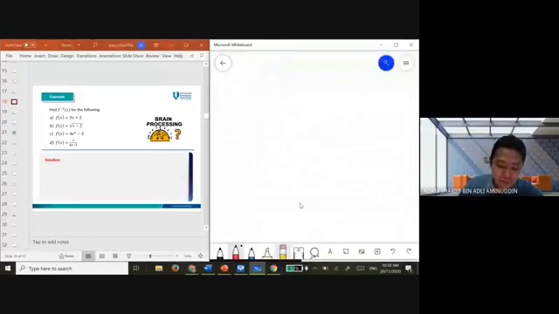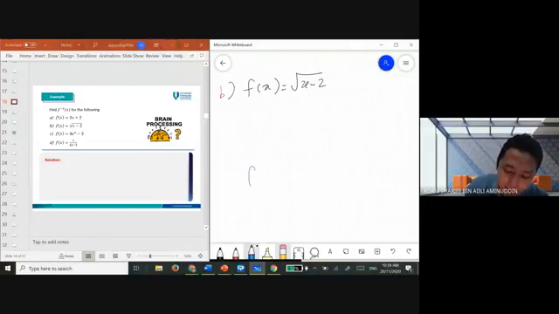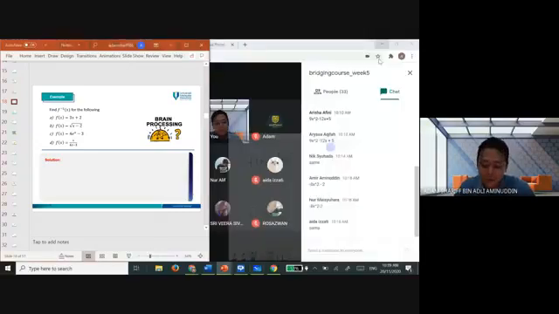Okay, can you find the next one? If f(x) equals the square root of x minus 2, what will be the inverse? Can you tell me? For B, try to answer.